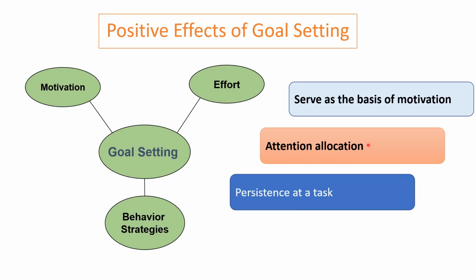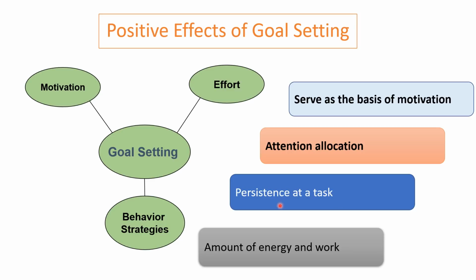Next, you'll be persistent at a task. You have a clear direction step by step. You know what you have to do next, and what you have to do after that. So you'll be persistent in the task. Once you have a very clear direction, step by step, you will be conserving your energy, and your work will be in the right direction. So it will give you direction, it will give you persistence in task, it will make you focus, it will motivate you. So these are the positive effects of goal setting.